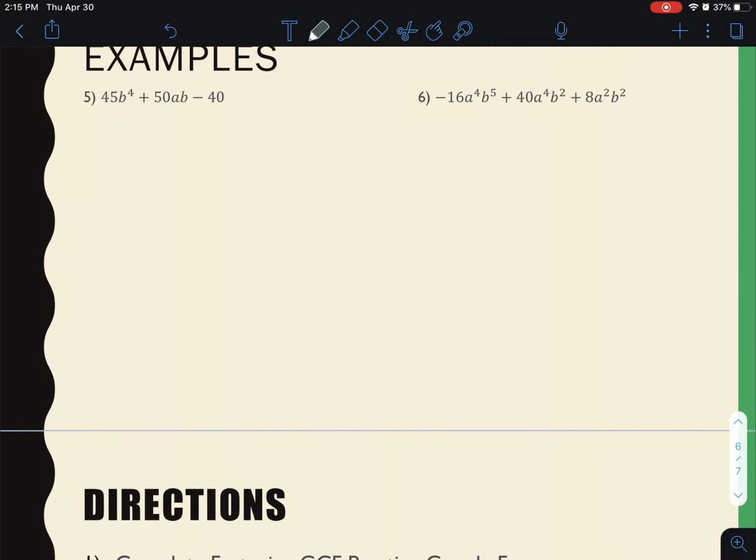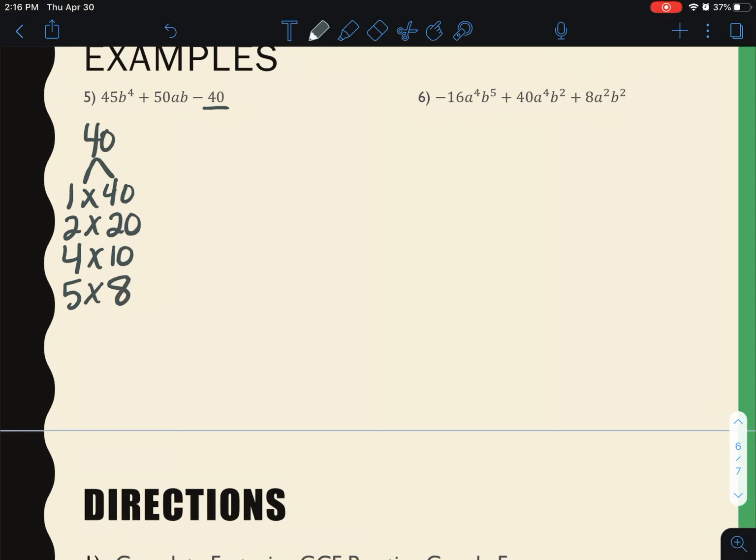All right, number 5, we've got 45b to the fourth plus 50ab minus 40. So let's look at the smallest number, 40, factors. We would have 1 times 40, 2 times 20, 4 times 10, 5 times 8, and that's it.